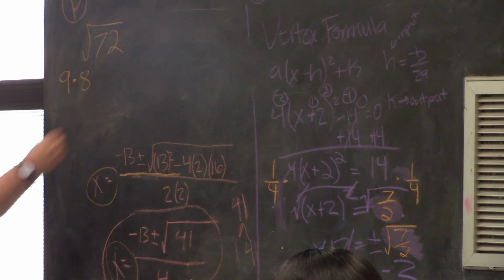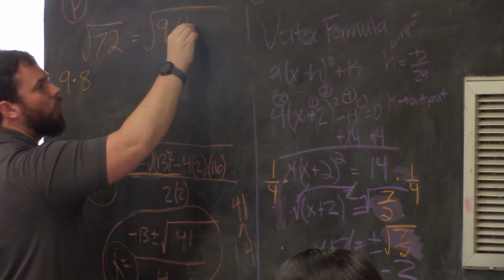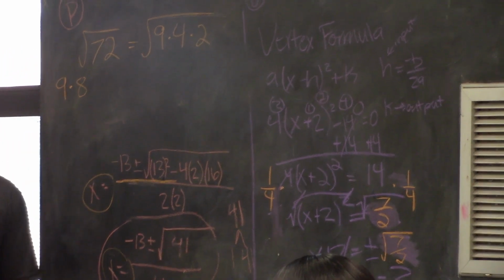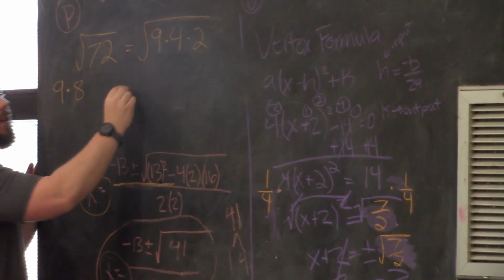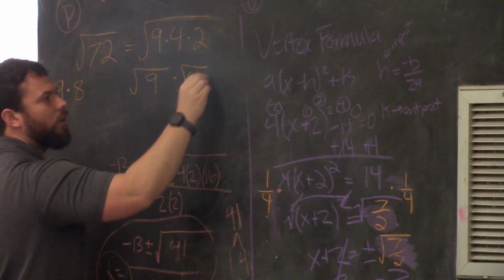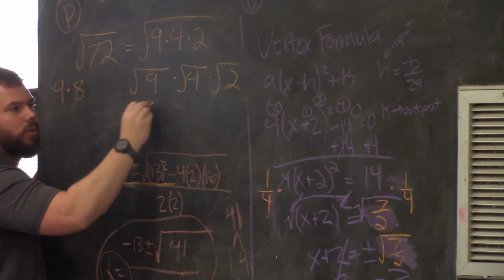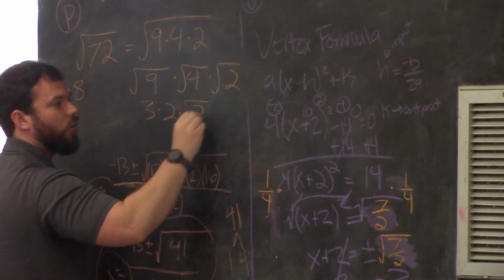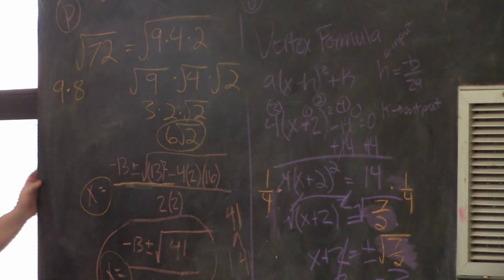So when I look at the square root of 72, I'm actually going to rewrite this as the square root of 9 times the square root of 4 times 2. That is 72. But a property of square roots is that I can rewrite this as the square root of 9 times the square root of 4 times the square root of 2. What's the square root of 9? 3. What's the square root of 4? 2. And then I can't take the square root of 2, so it stays the square root of 2. So this is just 6 square root of 2. That's a way to simplify that radical.